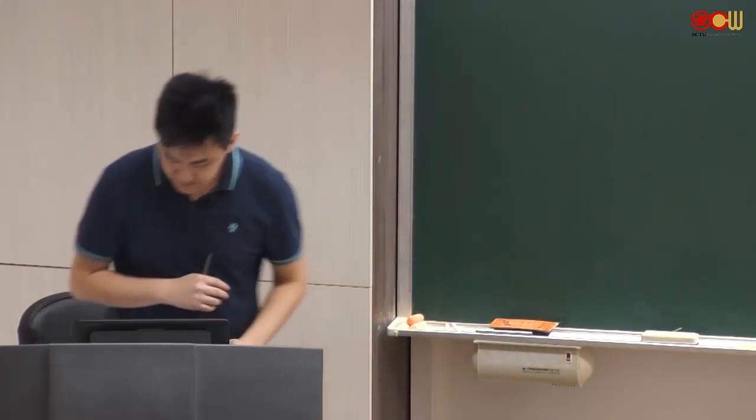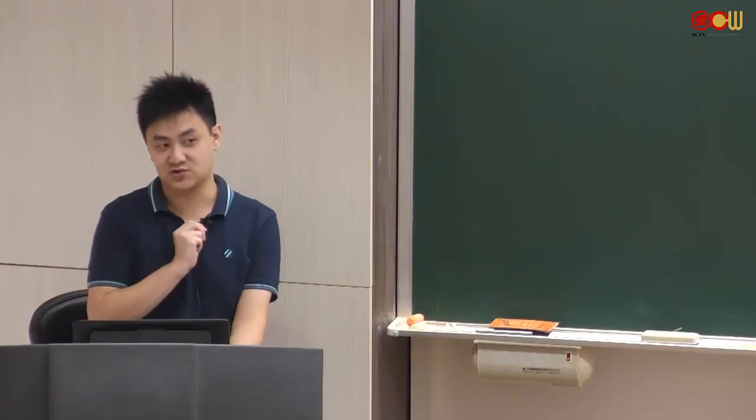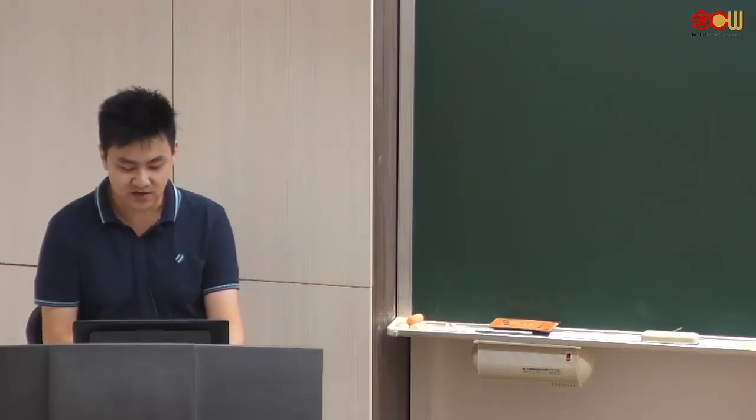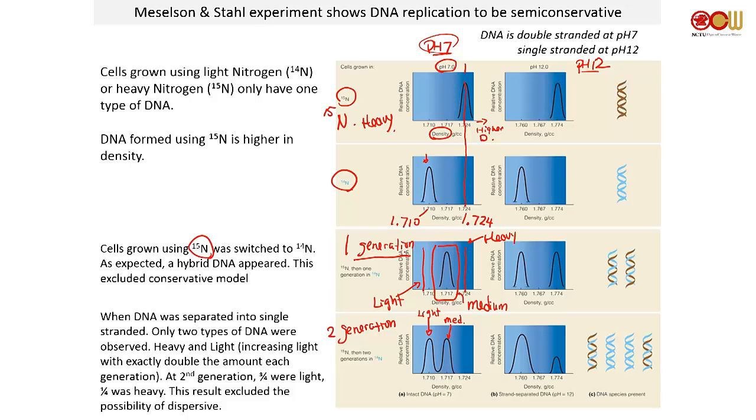So then we're going to look at the single-stranded. The single-stranded will tell us some information. If I take this DNA and switch it to pH 12, it's going to separate into its single-stranded form. Then what I notice is I get a very defined two peaks, one light, one heavy. This tells me that it's not dispersive.